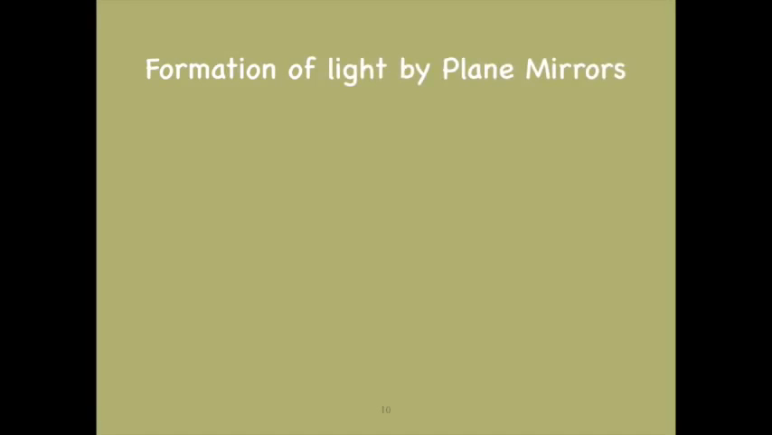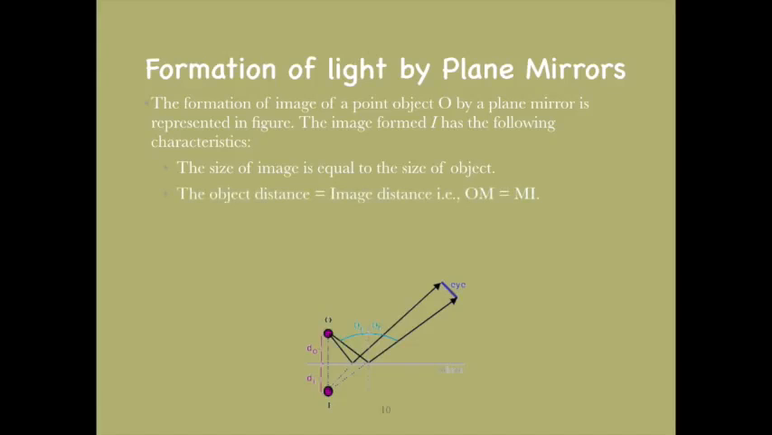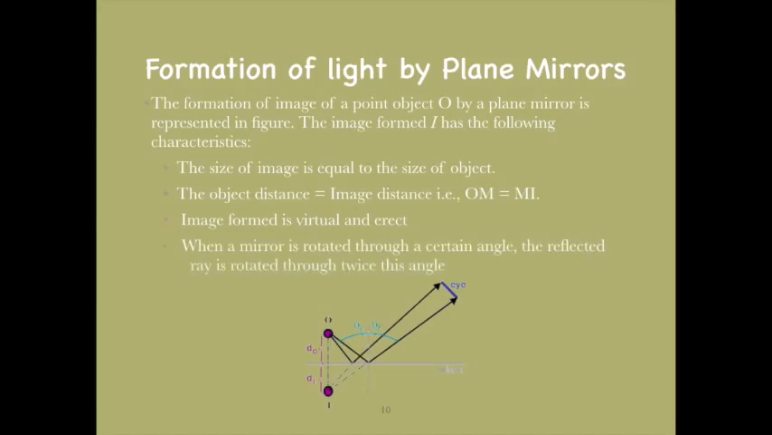Now let's study the formation of image by plane mirrors. The formation of image of a point object O by a plane mirror is represented in the figure. The image formed I has the following characteristics. The size of the image is equal to the size of the object. The object distance and the image distance will be the same. The image formed will be virtual and erect. When a mirror is rotated through a certain angle, then the reflected ray will rotate through twice that angle. Okay?